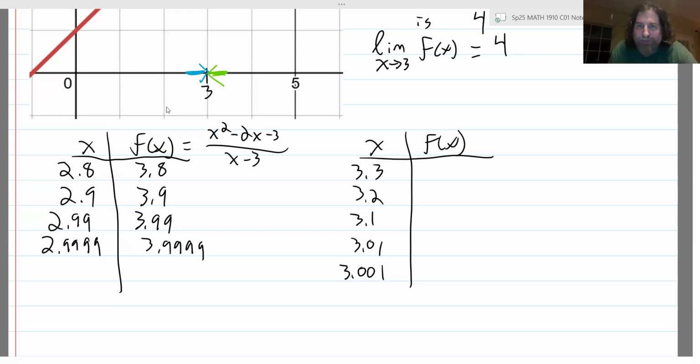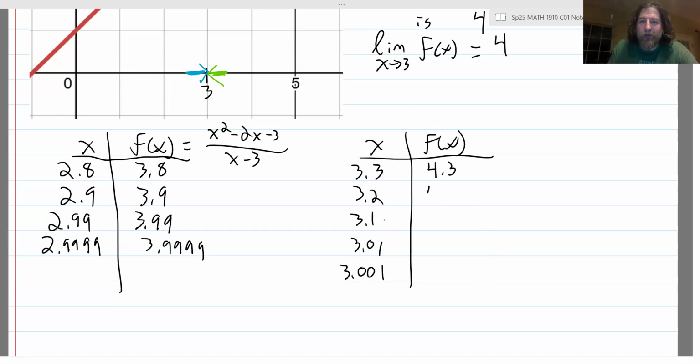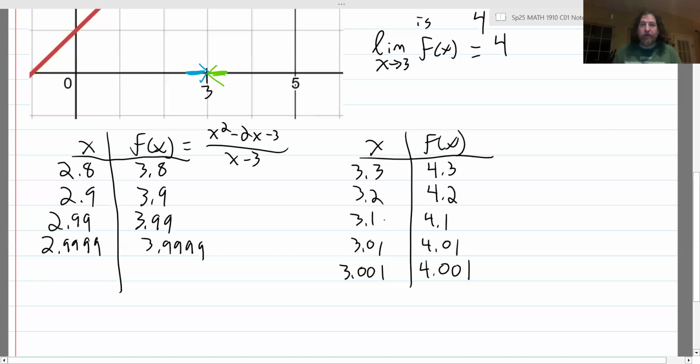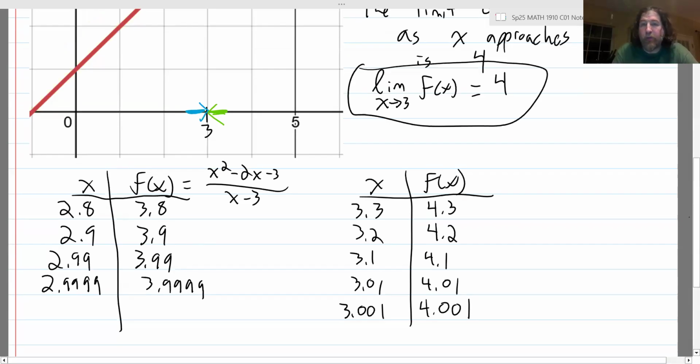I won't make you sit here and watch me calculate all of these. You are free to pause the video and work them out yourself if you want to. But we do get 4.2 there, and 4.1 there, and 4.01 there, and 4.001. And so once again, we see numerically, with the table of values, the limit as x approaches 3 of f of x is 4. So there we go. We have evaluated this limit graphically and numerically.